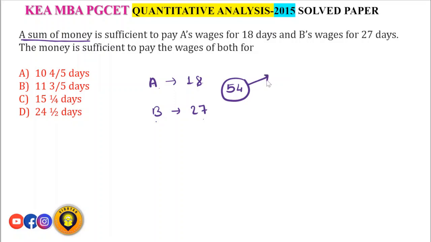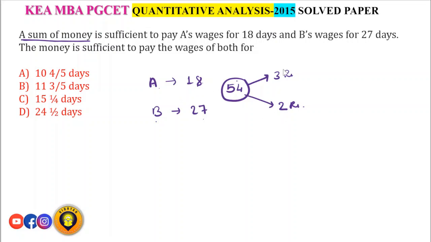So how much money will he get per day? Per day he will get 3 rupees. Suppose the money is 54 rupees, A will get 3 rupees per day. And B will get 54 by 27, that is 2 rupees per day, because B's efficiency is less. Therefore, he is getting a lesser amount. A's efficiency is more, therefore he is getting more.